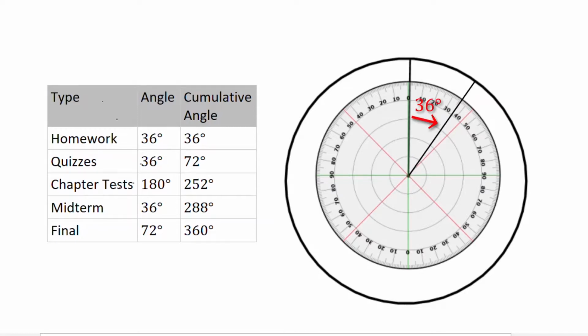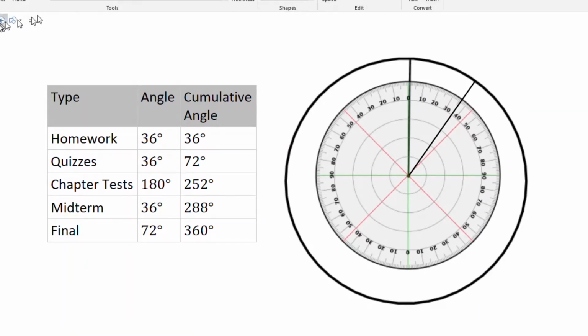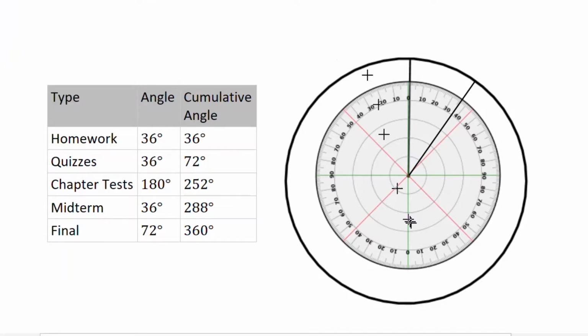And then quizzes, well, they're 72 degrees. I've got to add 36 degrees again to the 36 degree line for the homework. And in that case, what I'm going to need to do is get another line tool, and I want to start here in the middle, and I want to go to about 72 degrees.